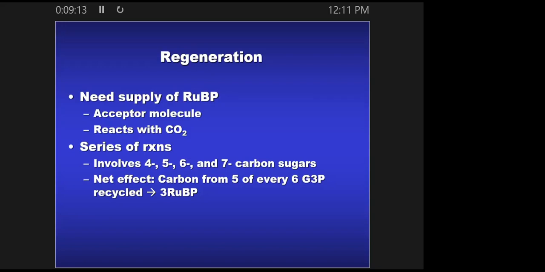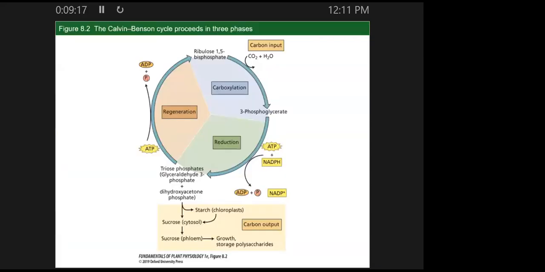Okay, so regeneration on this pie chart, you can see it's the tan part of the pie chart here. And you can see that there will be some input of ATP in key steps to get this to completion. So you can see that both in the reduction and regeneration, we do have ATP coming from the light reactions. And then in the reduction phase, you have that NADPH coming from the light reactions. So that's how they're linking together.